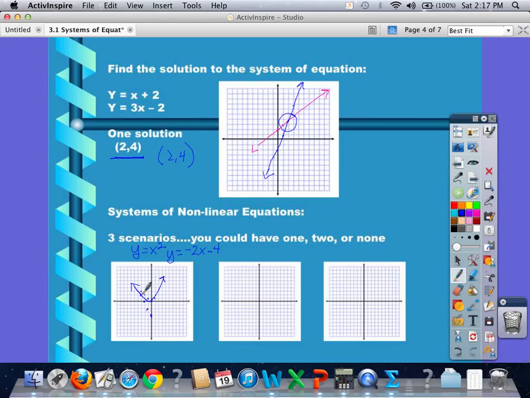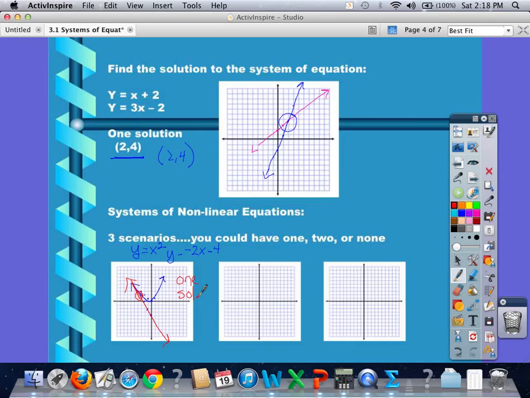Okay, so this one is going to be a straight line through here. Here's a different color. And it's going to go right through here, like that. And you're going to see it's going to intersect right there. So this would be a 1 solution.